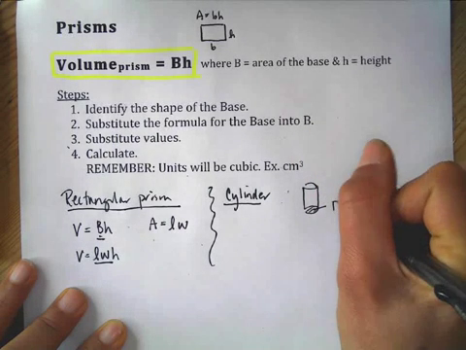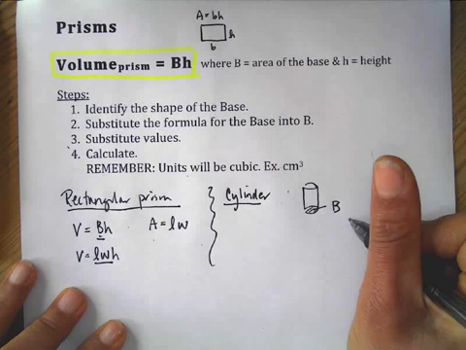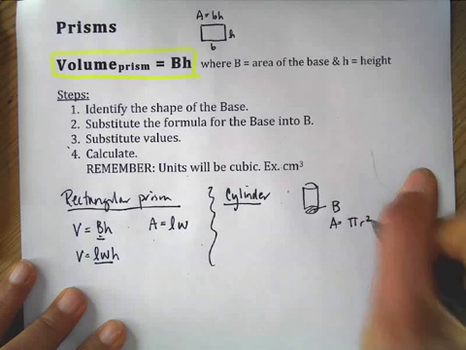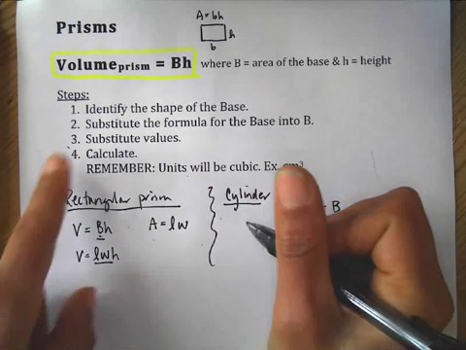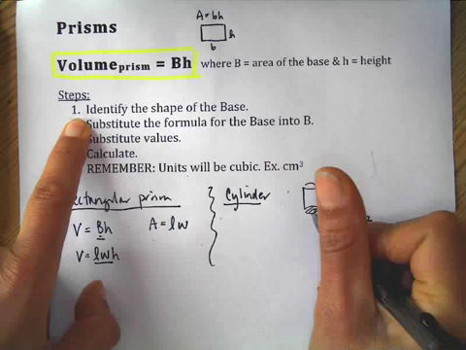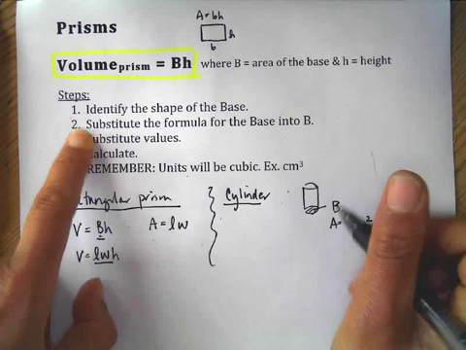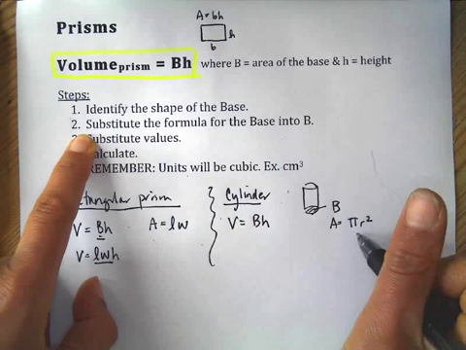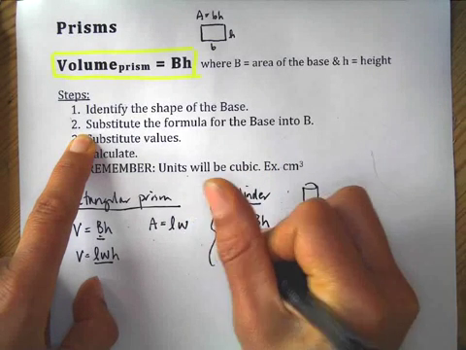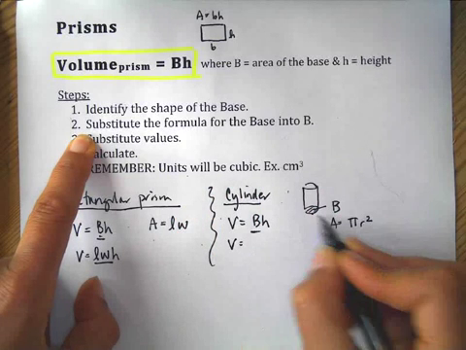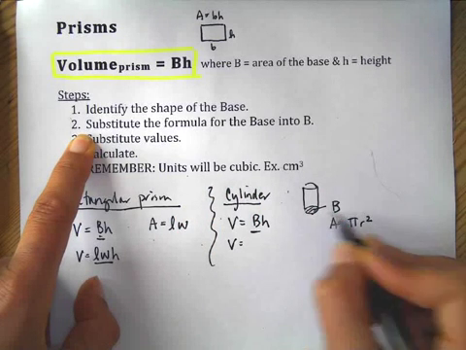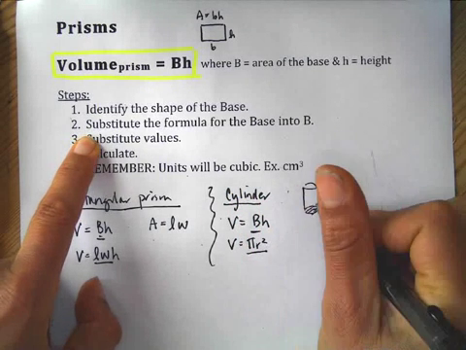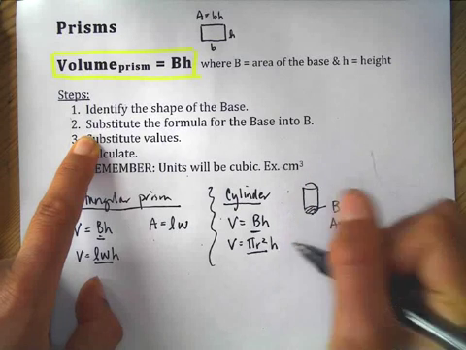Okay, so once again, this is the base here. And how do you calculate the area of that? Well, the area of a circle is pi times radius squared. So once again, I'm going to identify the shape. It's a circle for a cylinder for the base. I'm going to write my general formula. And then I'm going to substitute in, instead of base, pi times radius squared, and I'm going to multiply it by the height to get the volume.